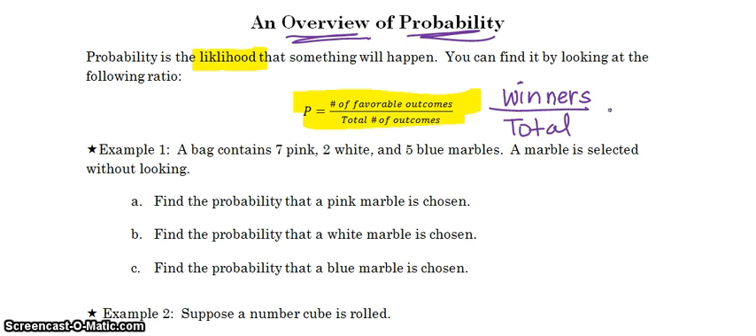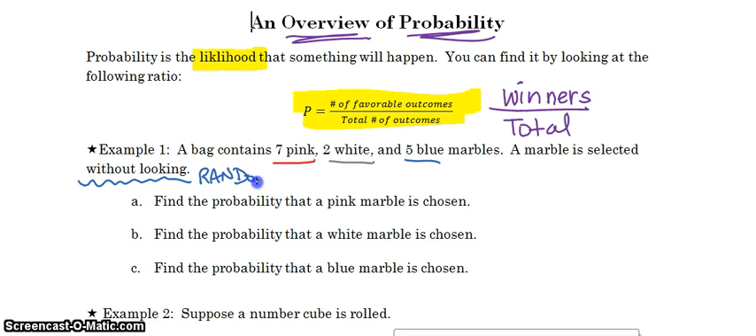Let me show you what we're talking about. The first example, we have a bag of marbles. We have 7 pink, 2 white, and 5 blue. And so we're being asked what's the probability that if a marble is selected, that's one marble selected, and usually it'll say at random or without looking. So if it's random, we are not looking in the bag and specifically picking the color we want. We're just going to stick our hand in the bag and see what we pull out.